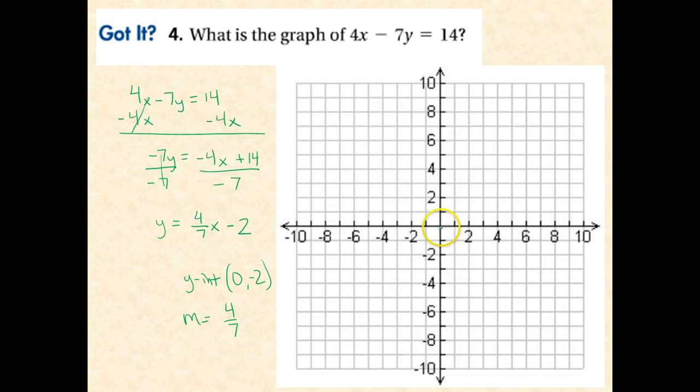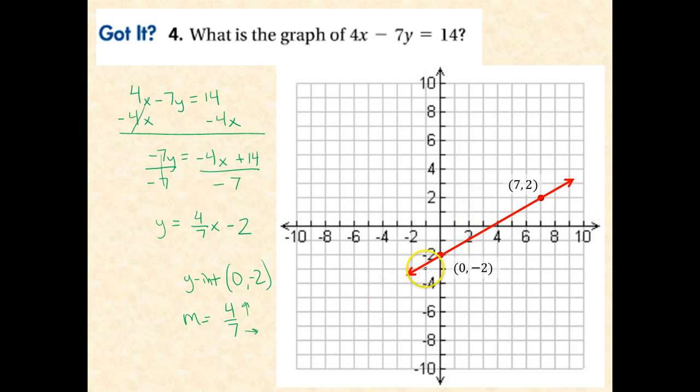So I'm going to go to the point (0, negative 2), draw a dot, and label my point. Then I'm going to count off my slope. Rise of 4, a run of 7. So positive 4 means up 4: 1, 2, 3, 4. Then positive 7 is to the right 7: 1, 2, 3, 4, 5, 6, 7. Up 4 over 7. Draw the point. Label the point. It's now over 7, up 2. And then draw a line that goes through them.